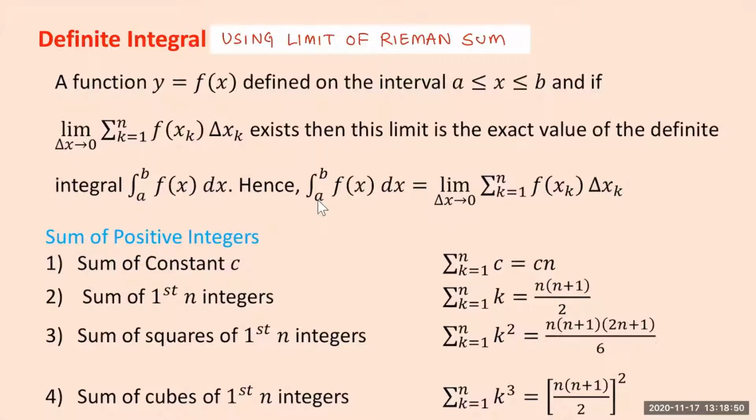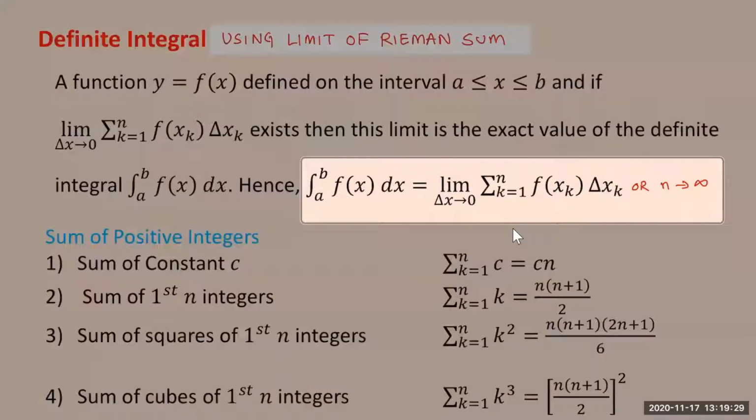You can write it like this: the integral from a through b of f of x dx equals the limit as delta x approaches 0 of the Riemann sum, or this is the same as the limit as n approaches infinity. The meaning of delta x approaching 0 is that the width of the interval is very small, which means the number of intervals will be infinitely many. So we can write limit as delta x approaches 0, or n approaches infinity. If we use this formula, we'll be able to find the exact value of the definite integral.